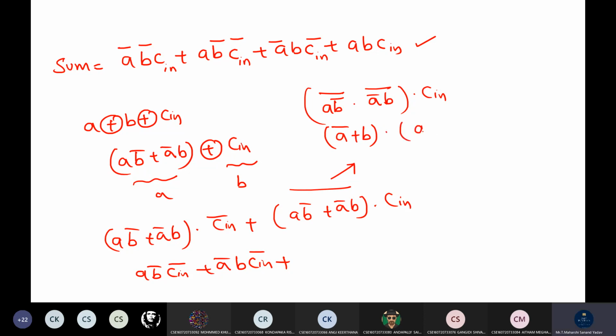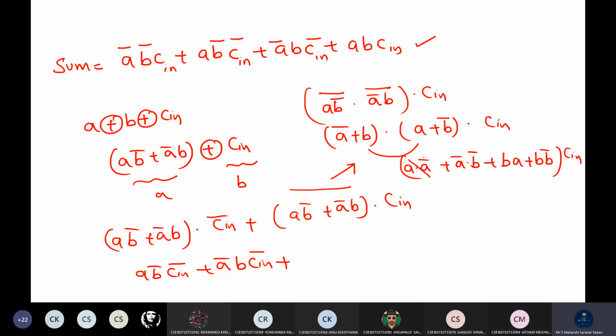Next, here this will be (A plus B)(A bar plus B bar), overall multiplied with Cin. Try to multiply them internally. If you multiply them internally, A into A bar is 0. So you get A into A bar plus A bar into B bar plus A B plus B into B bar, whole multiplied with Cin.